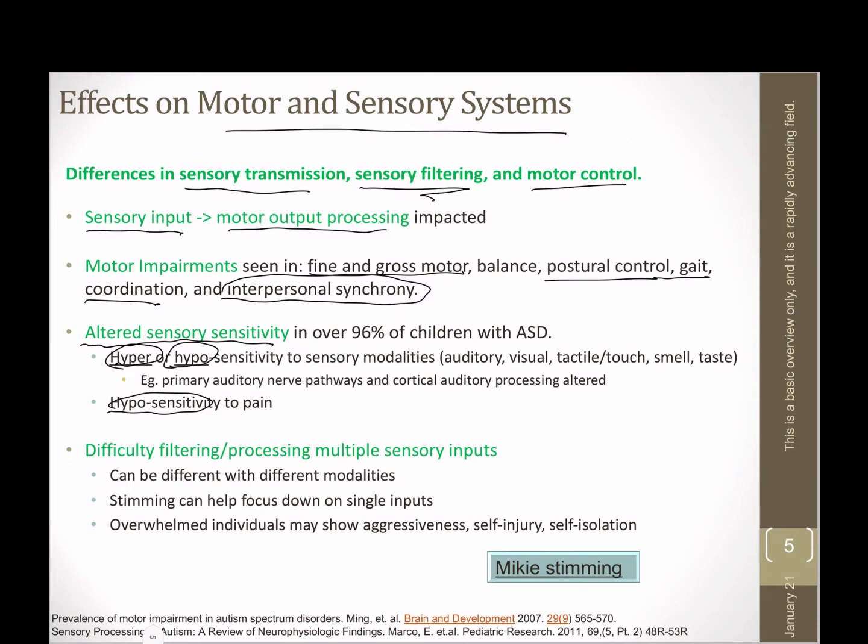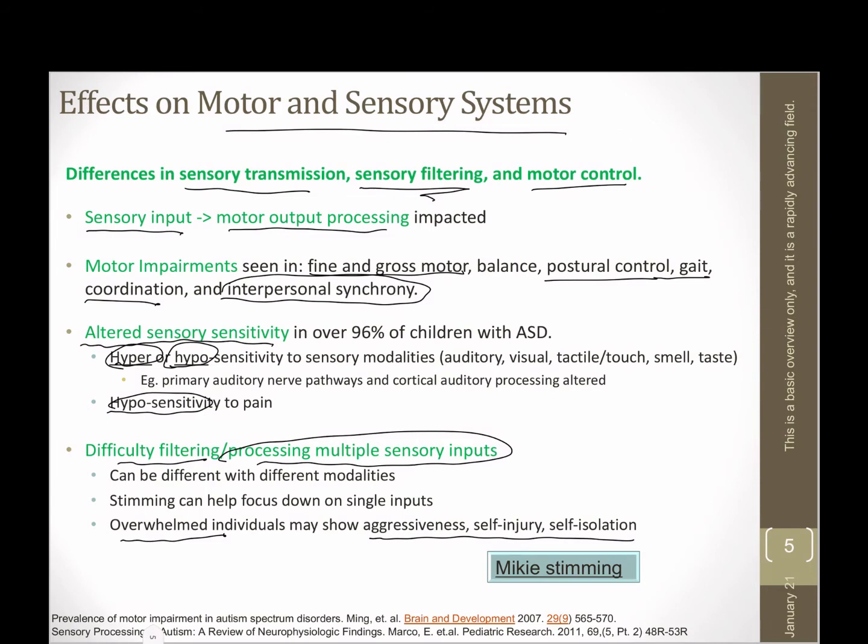With that altered sensory input and altered sensory sensitivity and the alterations in filtering between different inputs, it can be much more difficult to process multiple sensory inputs. And so it can be very difficult and sometimes very unpleasant or even painful to have all these multiple sensory inputs coming in. And it can often overwhelm people with ASD. And they can show patterns of behavior that are very negative or self-harming as a result of that sensory overstimulation.